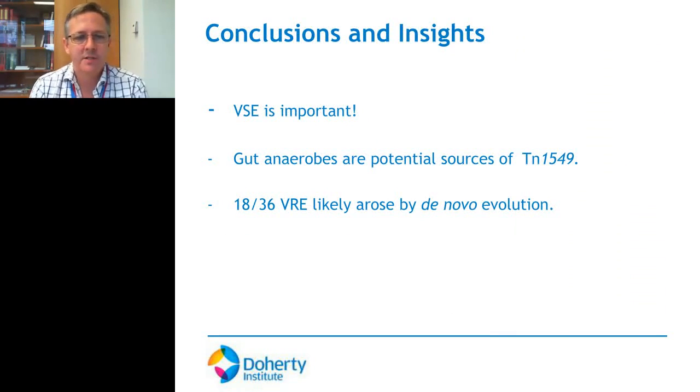And the conclusions and insights from this are that the vancomycin-susceptible E. faecium are a very important part of this problem. So it's not just about VRE and transmission of VRE, but it's the backbone, it's the VSE that really underpinned the problem of VRE in our hospitals, at least in Australia. And it's pretty clear from this that the gut anaerobes are potential sources of the resistance element, particularly this transposon 1549, and about half of the VRE likely arose by de novo evolution rather than transmission between patients in our hospital.